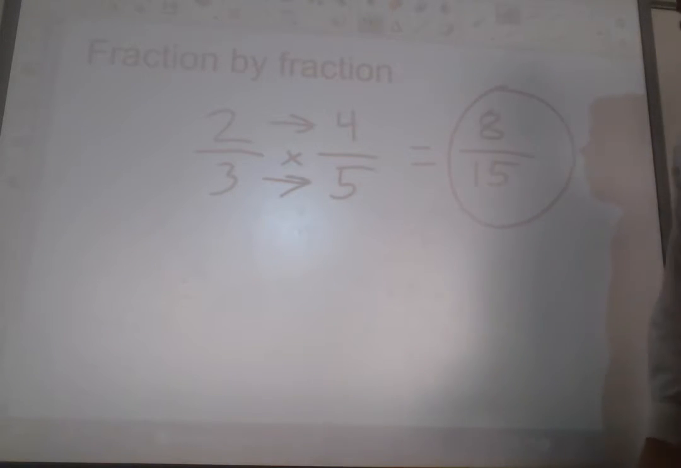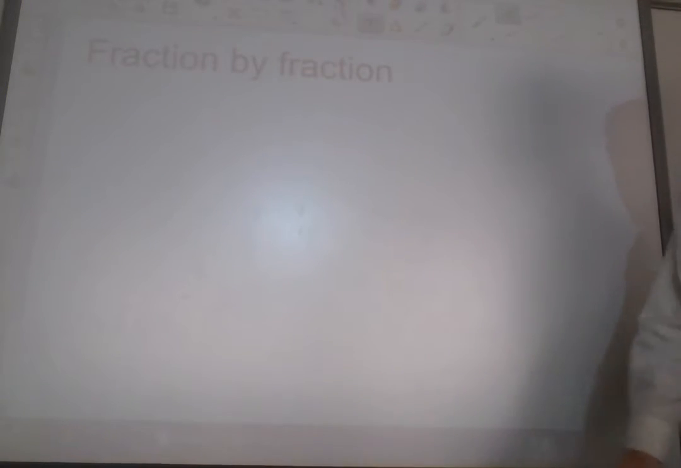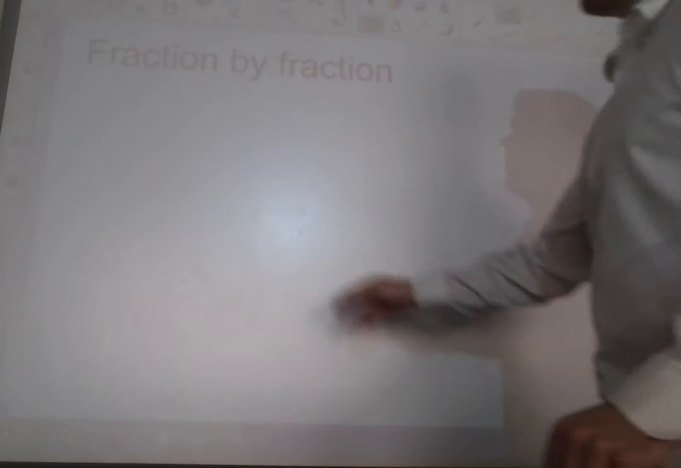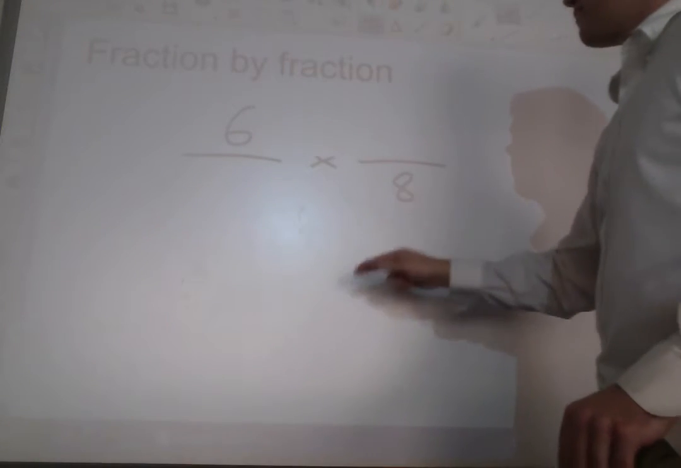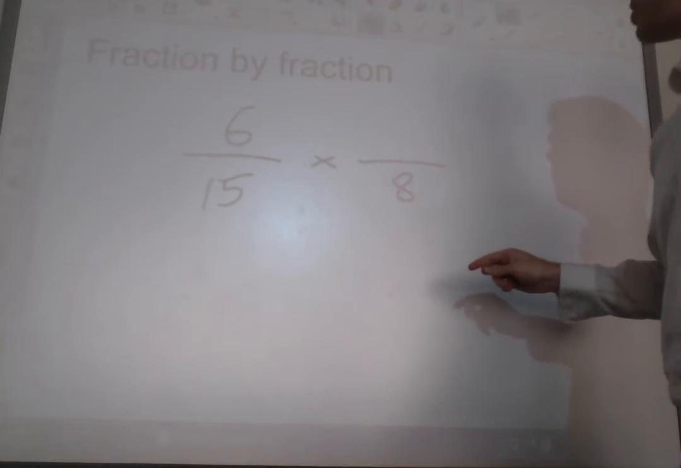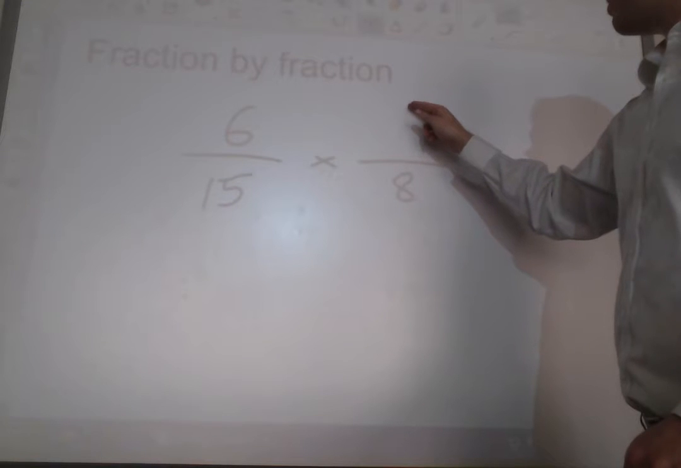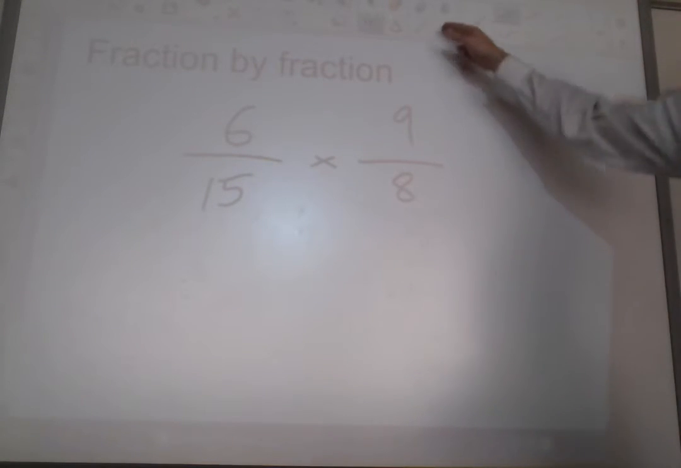Now you always want to make sure you simplify when you're multiplying fractions. And there's a faster way to do that too. So let's look at the following example. Let's say we've got 6/15 times 9/8. Okay? That doesn't make sense. Let's say 3/8.